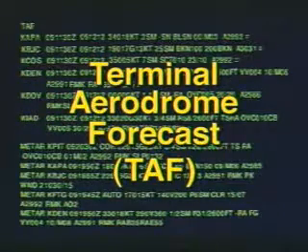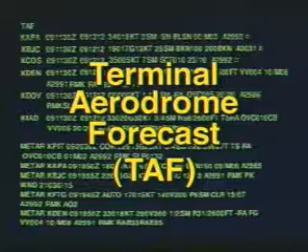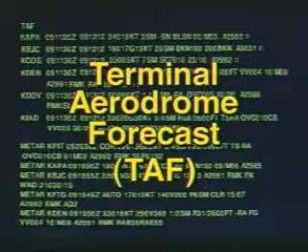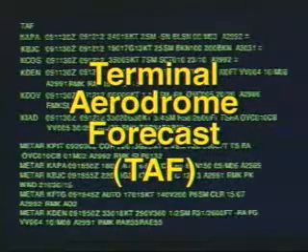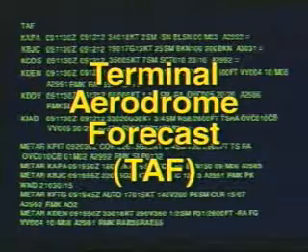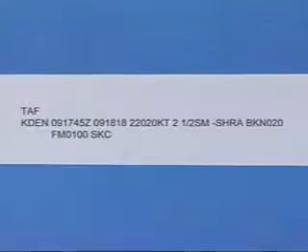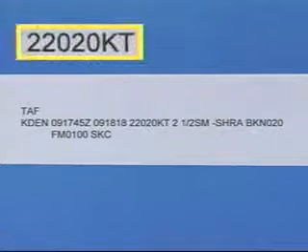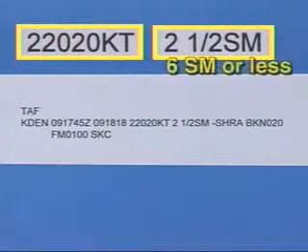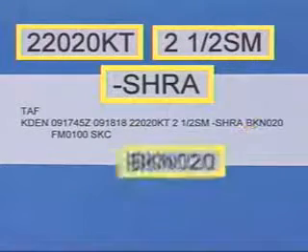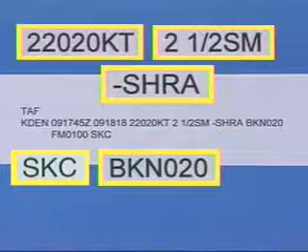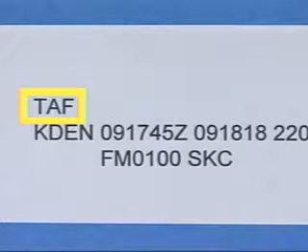Each forecast is issued 4 times a day and is valid for a 24-hour period. The codes used in a TAF are similar to those used in a METAR. In this example of a terminal aerodrome forecast, you can find forecast wind, visibility if 6 statute miles or less, weather, and sky conditions. Let's take a look at a typical TAF.